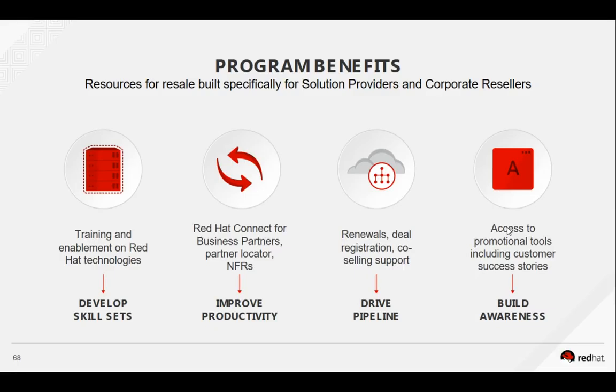Then access to promotional tools, including the customer stories. You have all the marketing content available on Red Hat's partner portal itself. Really, you don't need to reinvent the wheel from scratch. There are use cases, there are studies already available. All you need to do is just pick up a use case, pick up a data sheet, or just extract one infographic from the partner portal and send the email to your prospects to promote the Red Hat offerings.